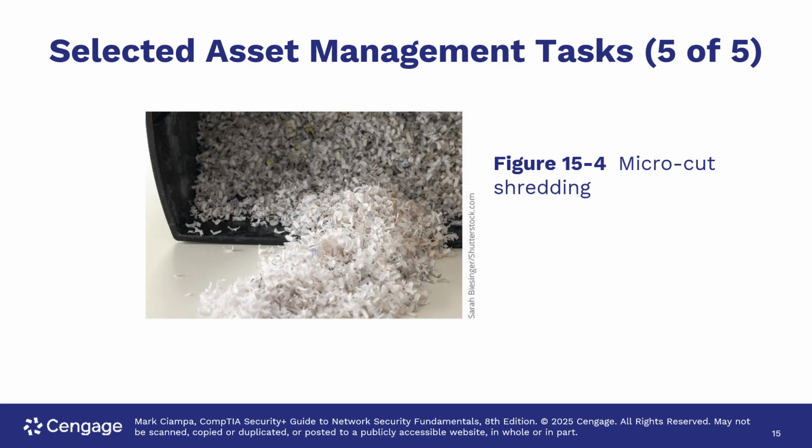Here's an example of what's called micro-cut shredding, because it's like a cross-cut shredder, so it's getting it both ways, so you end up with just these paper chips. So it's not like a single shredder where you have strips of paper, but this is more like confetti.